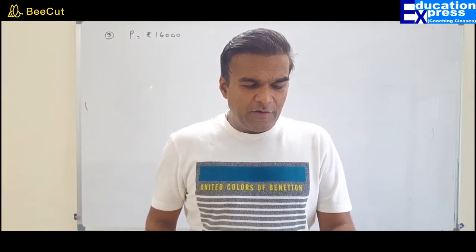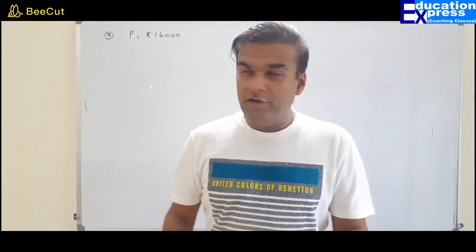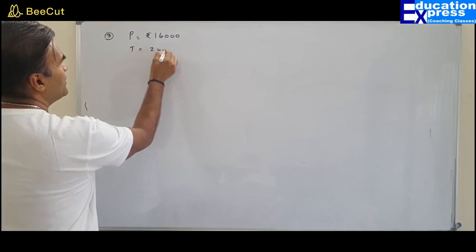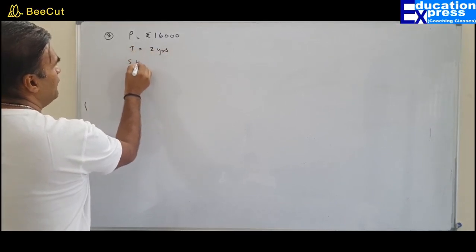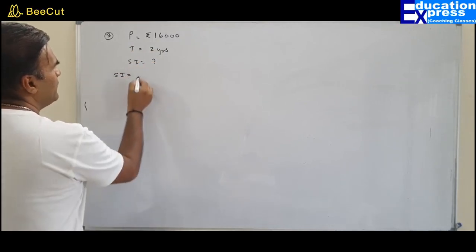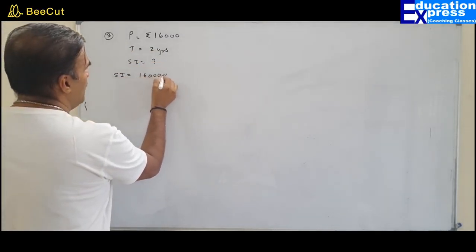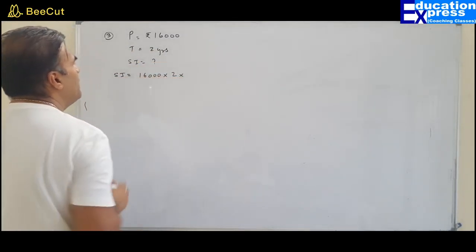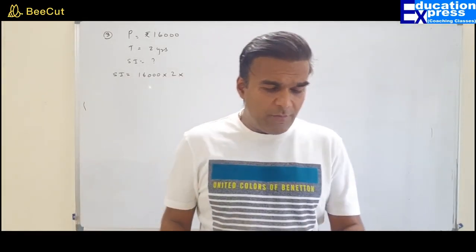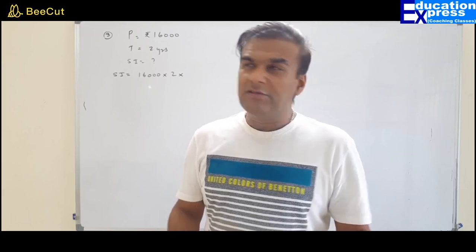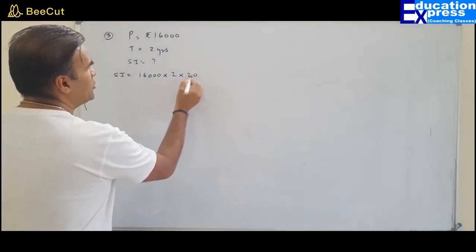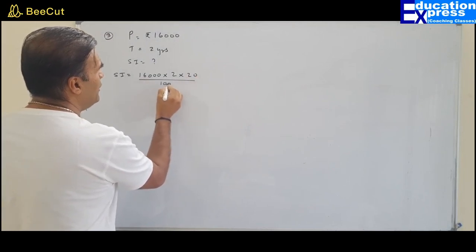20% simple interest for the first 2 years. So time period 2 years. It is a case of simple interest. Can we find it? Yes, sir. 16,000 multiplied by 2 multiplied by rate. Rate is not given. Let us see if rate is given to us in the question. So they say that 20% simple interest for the first 2 years. So 20% upon 100.